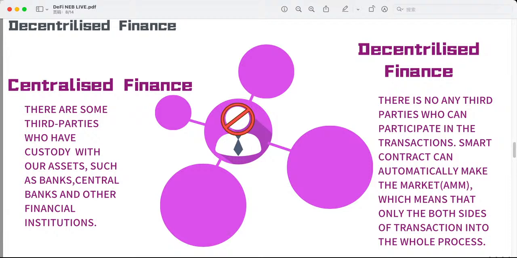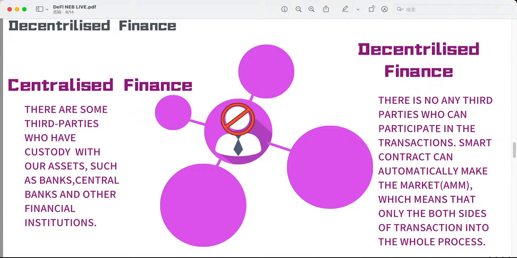So that's why DeFi has emerged, and our individual information can also be safe during the DeFi process. In DeFi, there are no other third parties who participate in the transactions. The smart contract executes the whole process instead of the third parties. We know it's called AMM, an automated market maker, so the code can automatically make the market. This means only the two sides of the transaction are in the process.